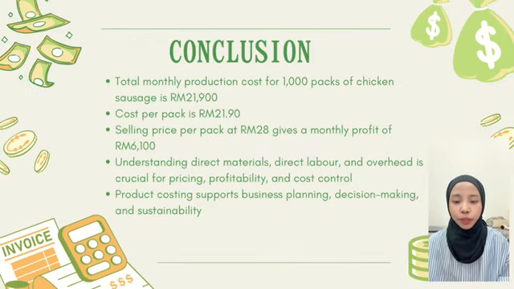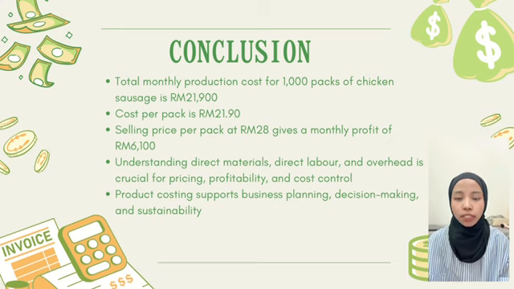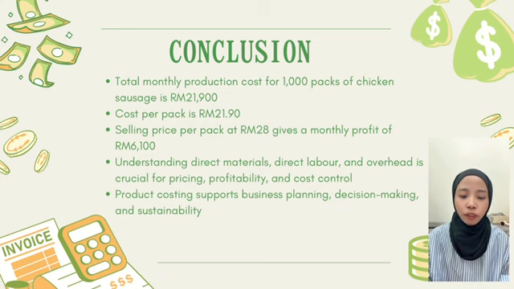I will explain product costing using chicken sausage as an example. The total monthly production cost for 1,000 packs is 21,900 ringgit, which means the cost per pack is 21 ringgit 90 cents. If each pack is sold at 28 ringgit, the business earns a monthly profit of 9,100 ringgit.